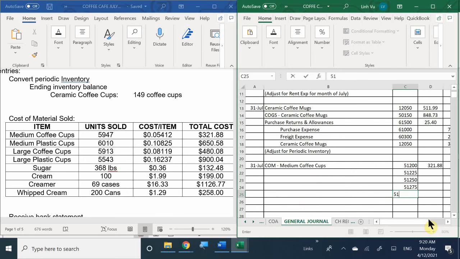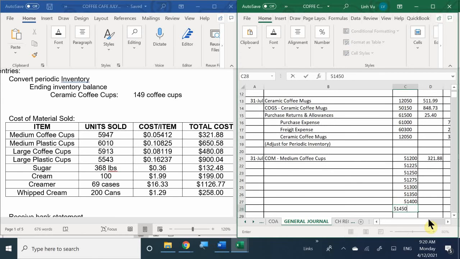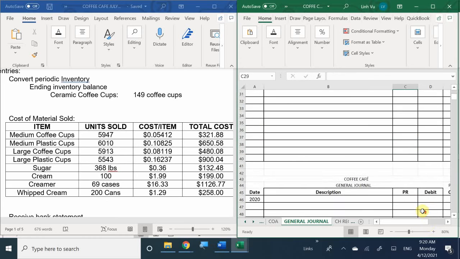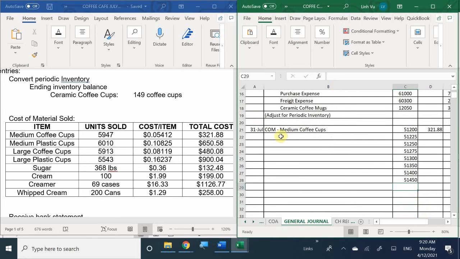The next one's 51,300, 51,350, 51,400, 51,450. Okay. So let's go ahead and take a look at this. So we had cost of material for my medium plastic cups. Okay. How much did I use? 650.58.